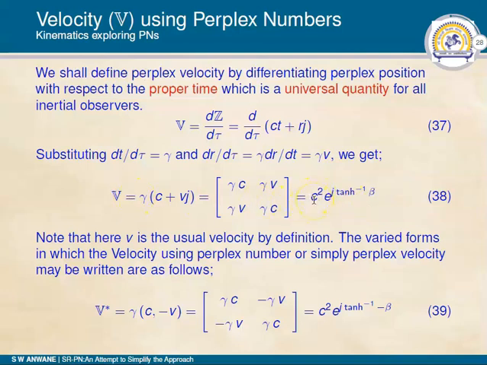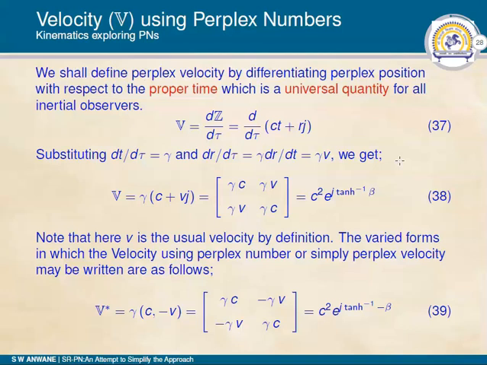C squared is a Lorentz invariant quantity, like the interval was appearing in terms of perplex position, and it only depends upon the angle phi, which is tan h inverse of beta. The whole story depends upon the orientation about the axis perpendicular to the perplex plane, that is determined by the relative velocity between two frames.